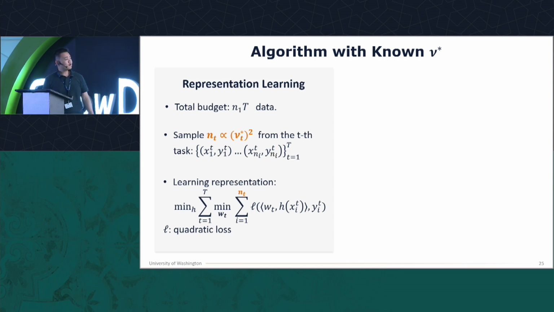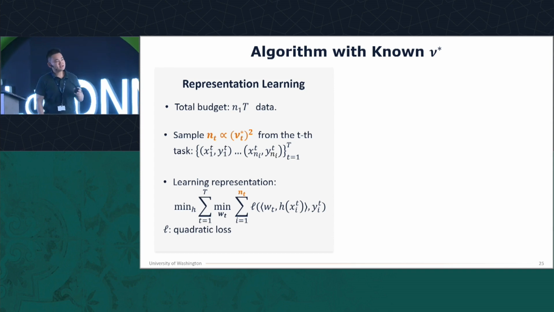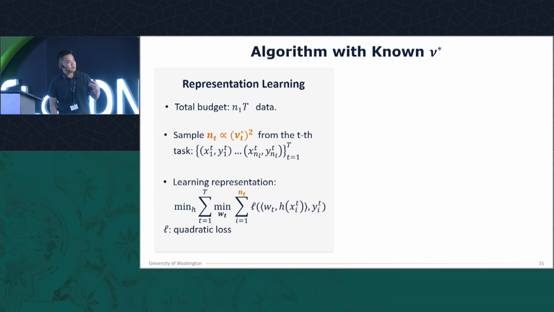Okay. So remember, for passive learning, we have the same number of data per source task. But here we sample the data according to this nu star t score. So for the t-th source task, we sample proportional to this number. Let's say in total we have an n1 budget, just like the passive setting, but we don't sample them uniformly. We sample proportional to this nu t star score. And the other steps are the same.